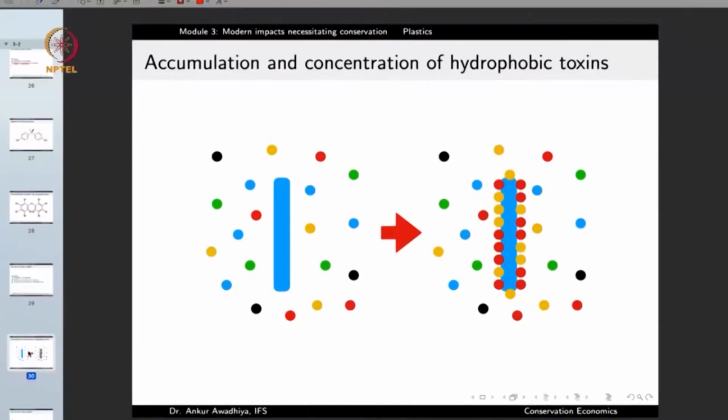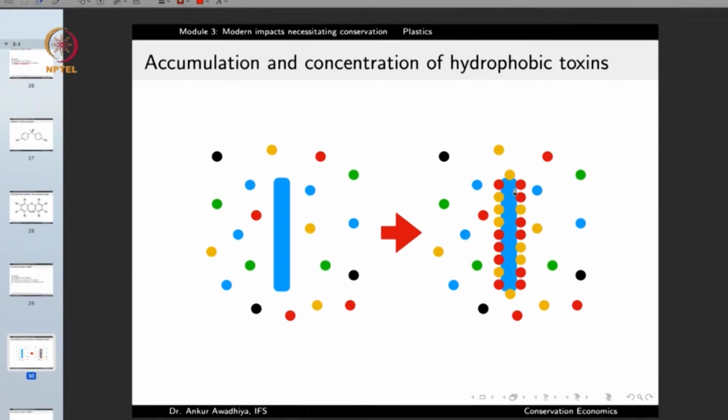Now, when there is a piece of plastic out there in the water, all other hydrophobic substances will get attracted to this piece of plastic and accumulate on its surface, because this particle was fearful of water. This plastic is fearful of water. So when both of these come together, at least this much of the plastic as well as this particle is now not exposed to water, because of which these substances clump together.